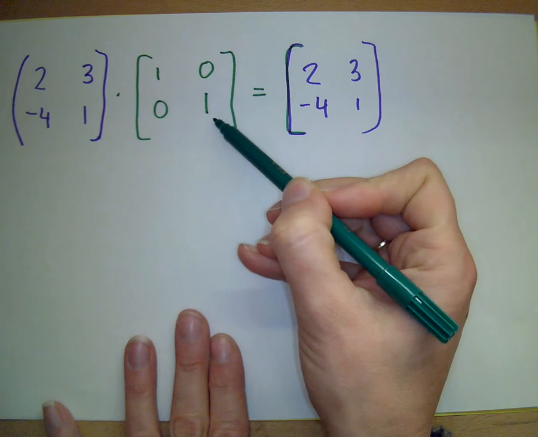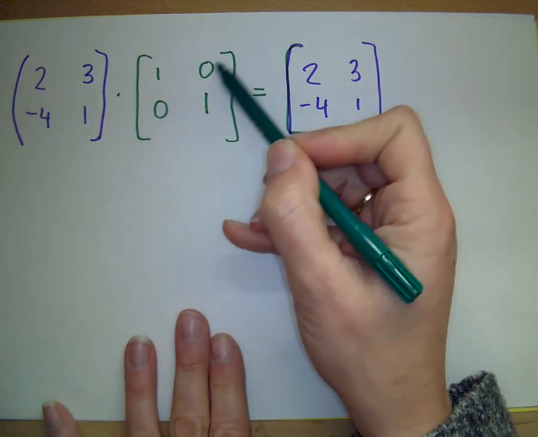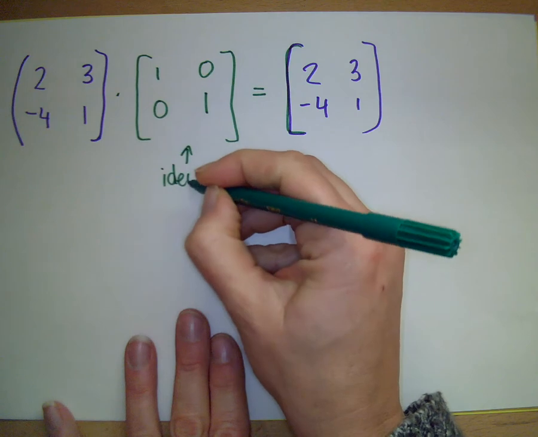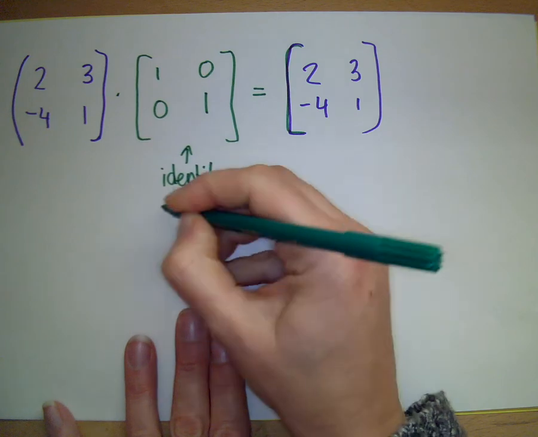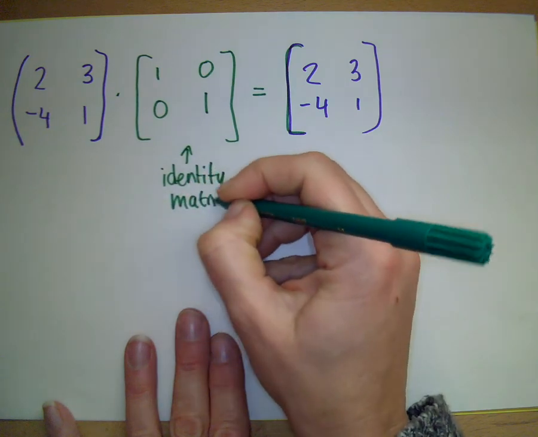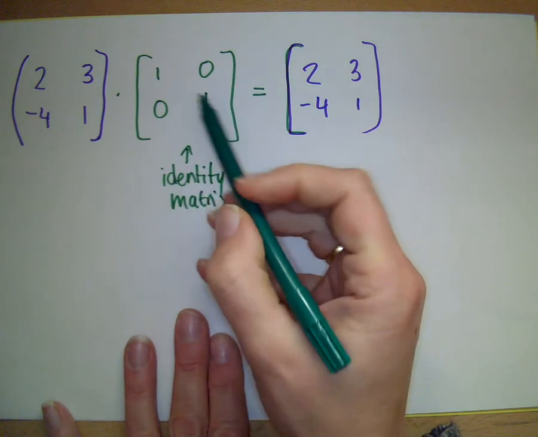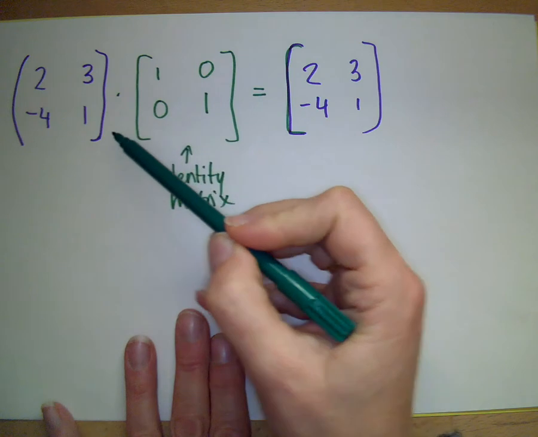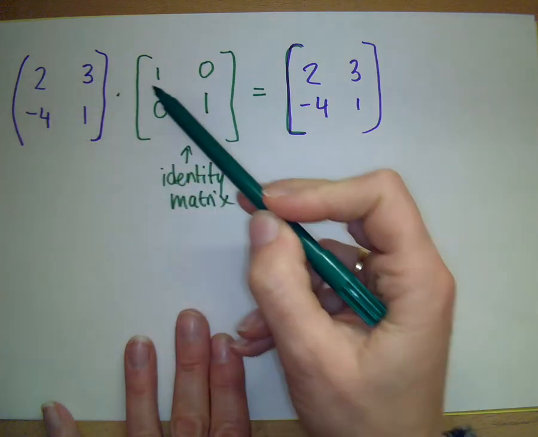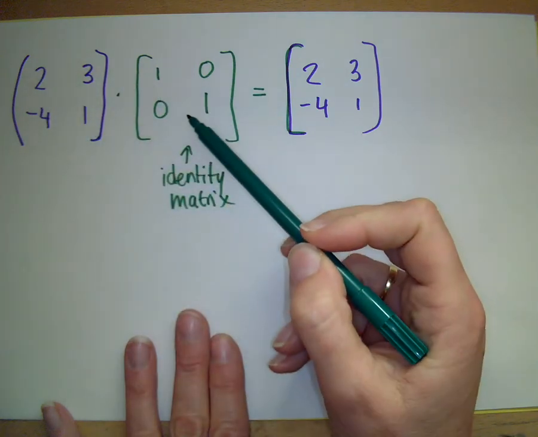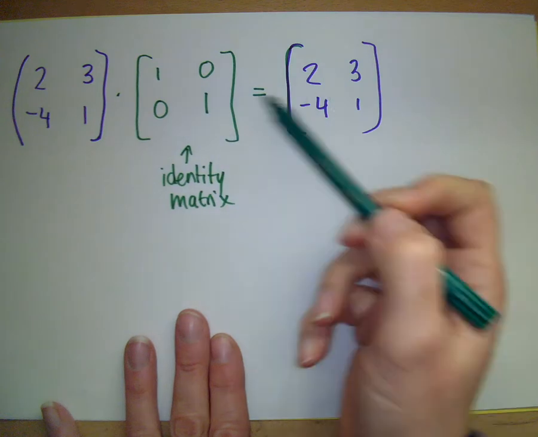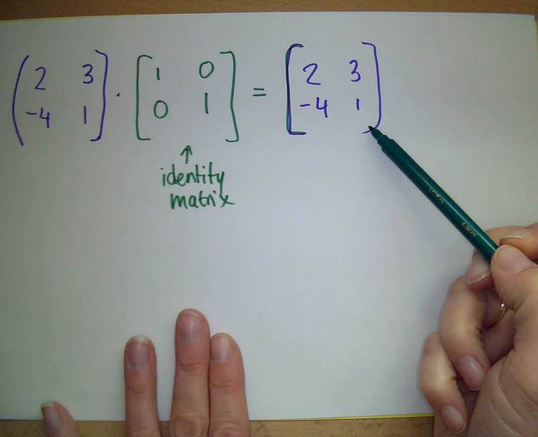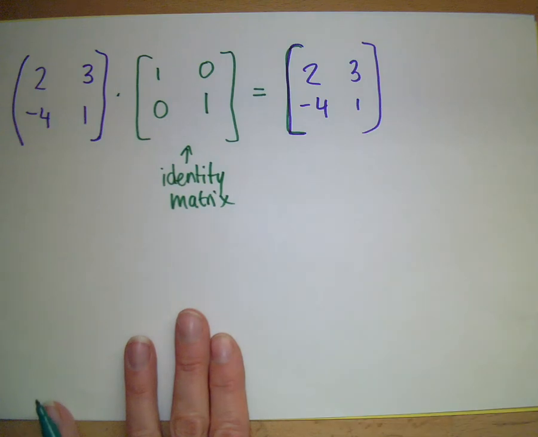It has ones in this diagonal, zeros there. It's called the identity matrix because when you multiply any, well, this is for 2 by 2s, if you multiply a matrix by the identity matrix, the original matrix keeps its identity, right? It stays the same. That's why we call it an identity matrix.